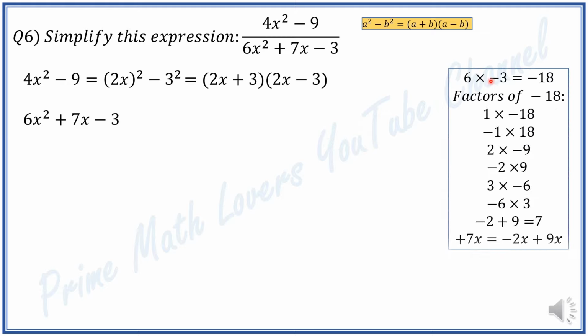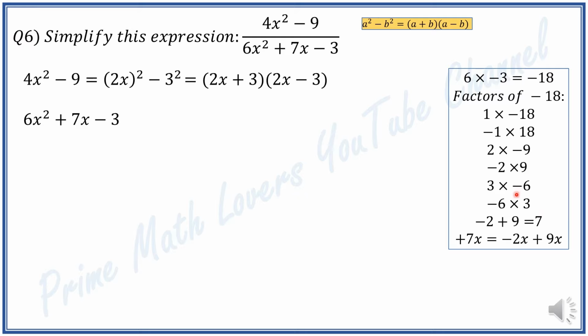So 6 times negative 3 is negative 18. Then we find factors of negative 18. 1 and negative 18 is one factor. Negative 1 and positive 18, 2 and negative 9, negative 2 and 9, 3 and negative 6, negative 3 and 6. Sorry, I wrote it down wrongly. It is negative 3 and 6.